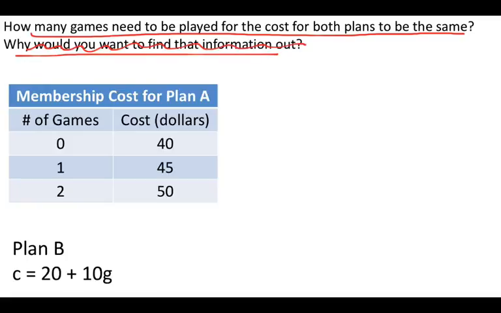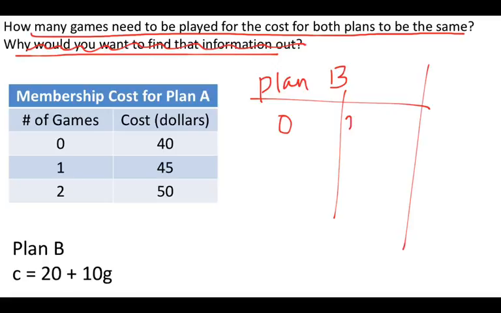So do not ask this yet. First thing we want to look at is how many games need to be played for the cost of both plans to be the same. We have a couple ways we could do this. You could do it on a table. I could continue my plan A table and then I could create a plan B table. And I could say, well, at 0 games, it would be 20 plus 10 times 0. So at 0 games, it costs me $20.